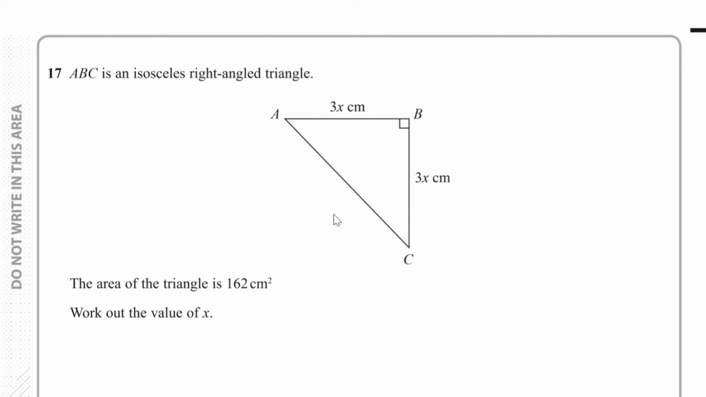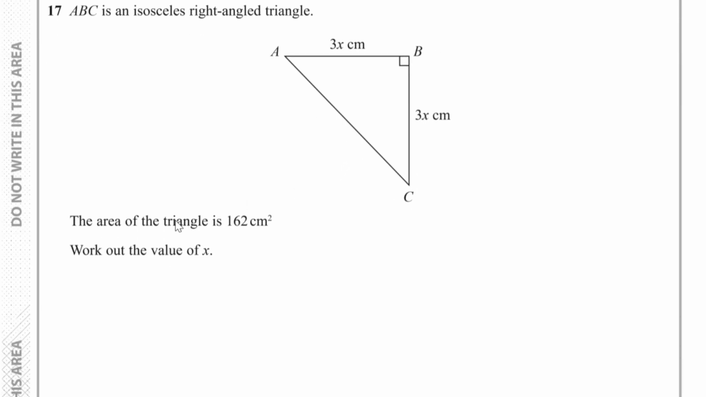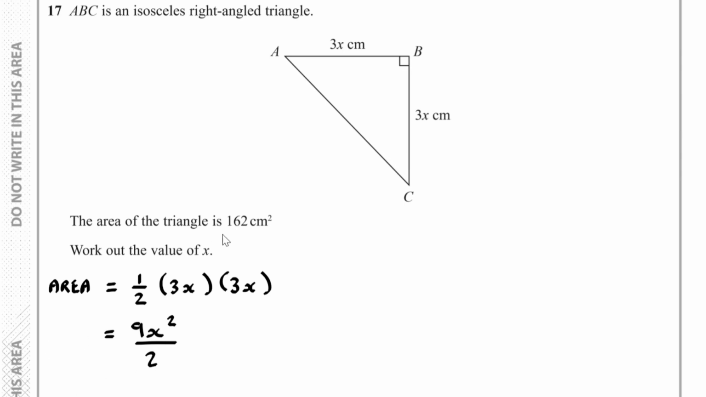Question number 17. ABC is an isosceles right-angled triangle. We've got 3x and 3x here. The area of the triangle is 162 centimeters squared, and we have to work out the value of x. Well, to work out the area of a triangle, we do 1/2 times the base, which is 3x, times the height, which is 3x. So we get 9x squared divided by 2, and this is equal to 162.